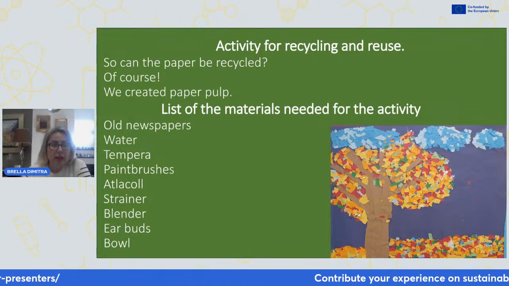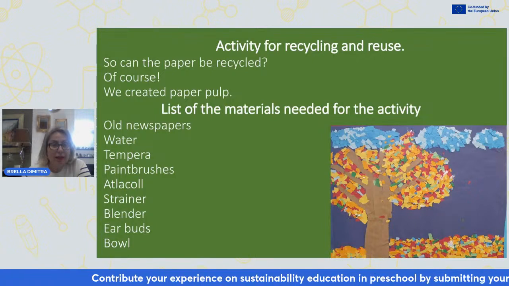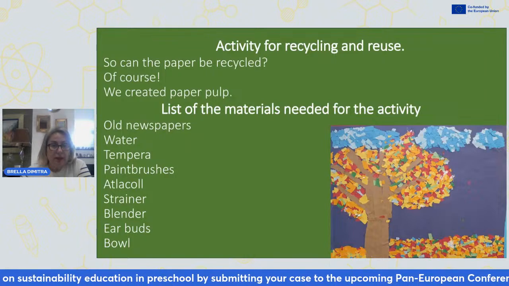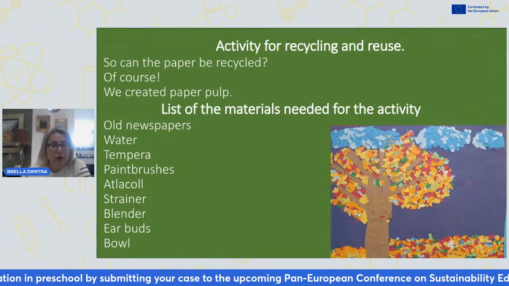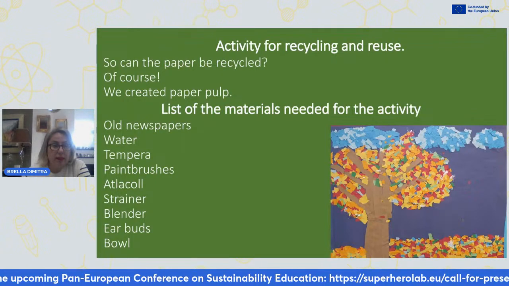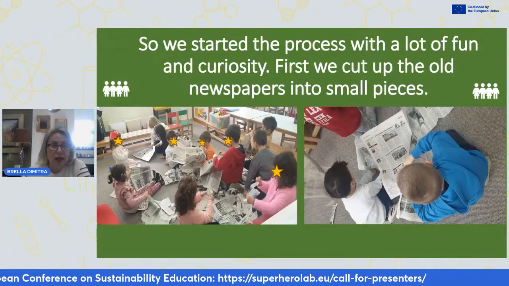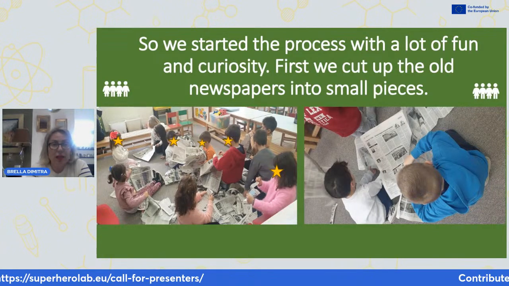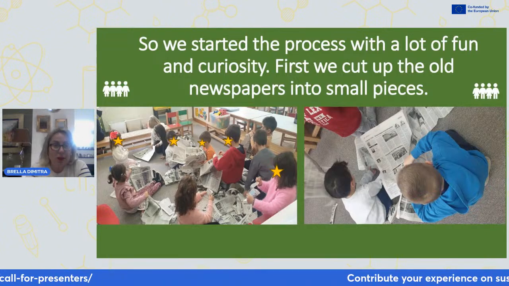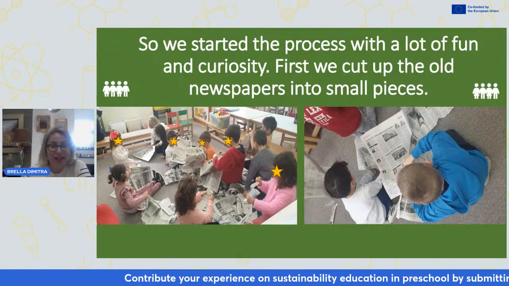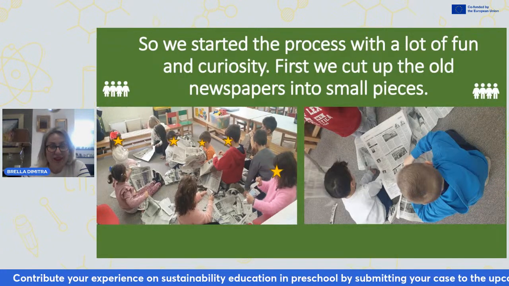Activity for recycling and reuse. We want to make paper pulp. The list of materials needed for the activity: old newspapers, water, tempera, paintbrushes, glue, strainer, blender, earbuds, and a bowl. So we start the process with a lot of fun and curiosity. First, we cut up the old newspapers into small pieces. Our classroom became like a bomb had fallen in it.